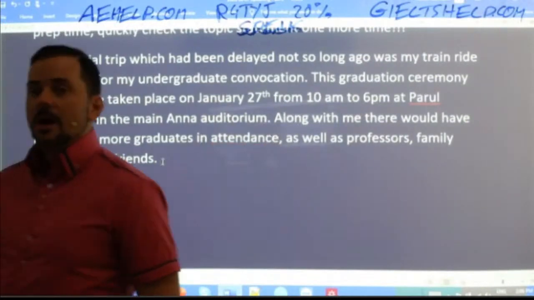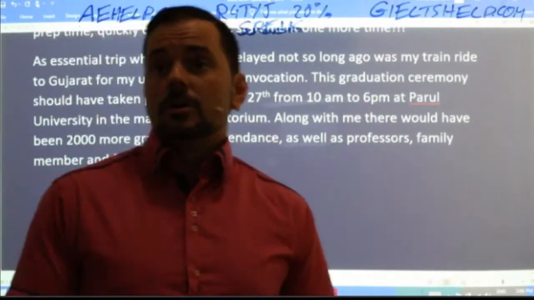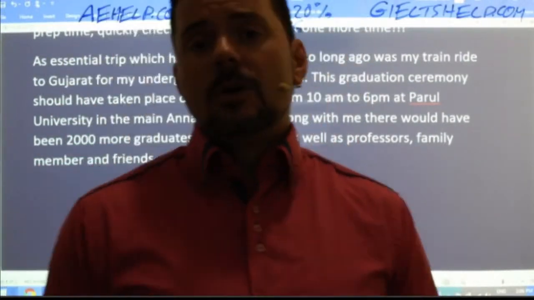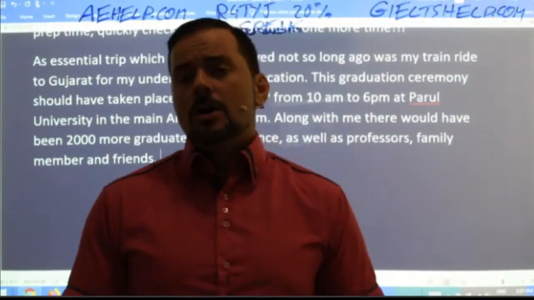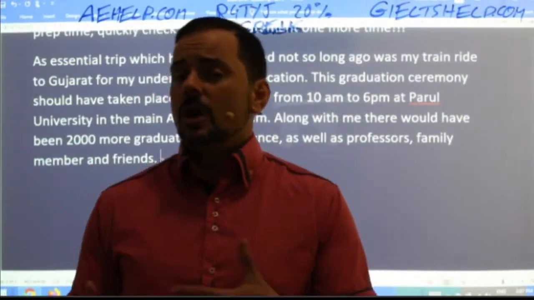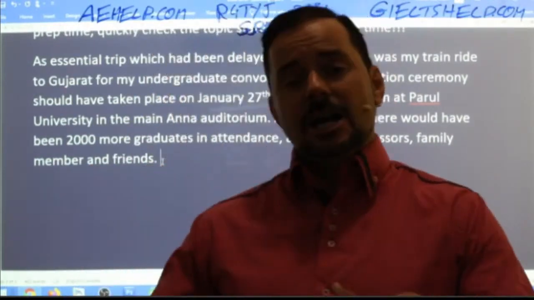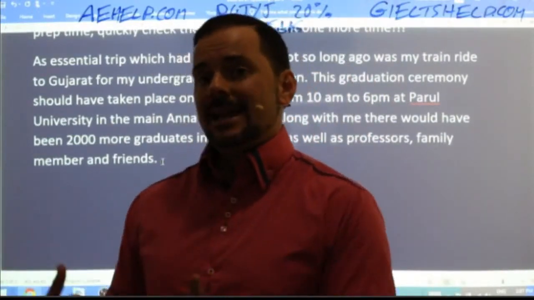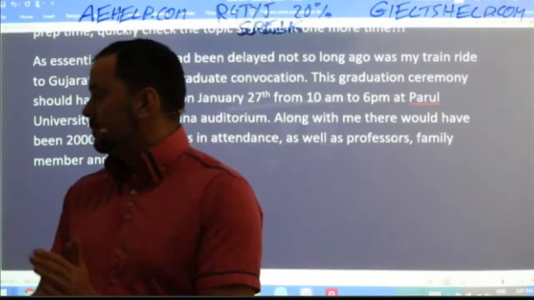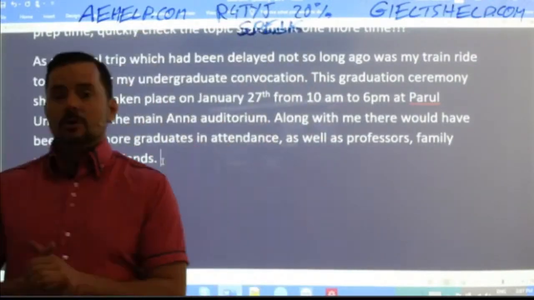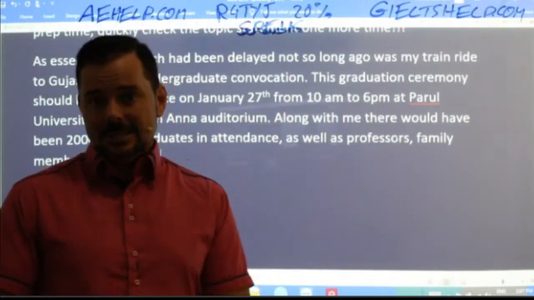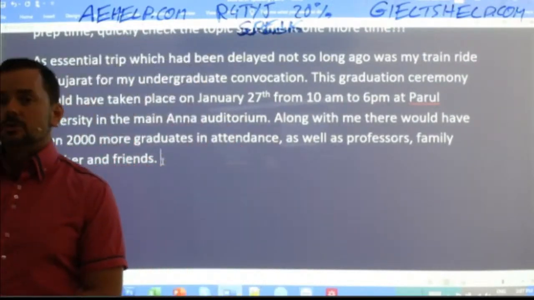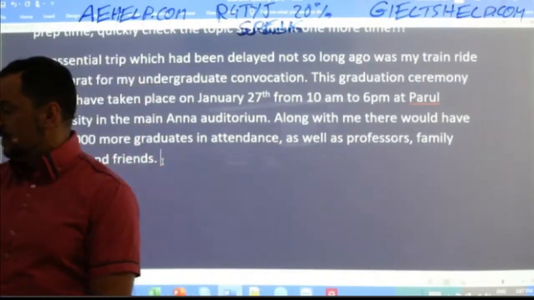Okay, now Samuel made a good point. So Samuel said, well, let's not forget that this is a journey which had been delayed. So we're not just talking about the event, but we're talking about the trip, which is my actual movement, this train ride from my town to Gujarat, where the ceremony is taking place, right? So I want to reflect on that. So don't forget the main point here, okay?